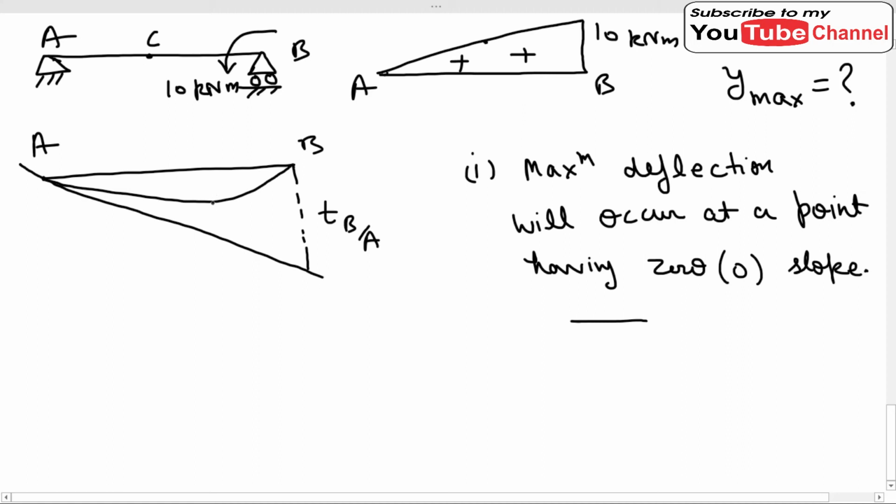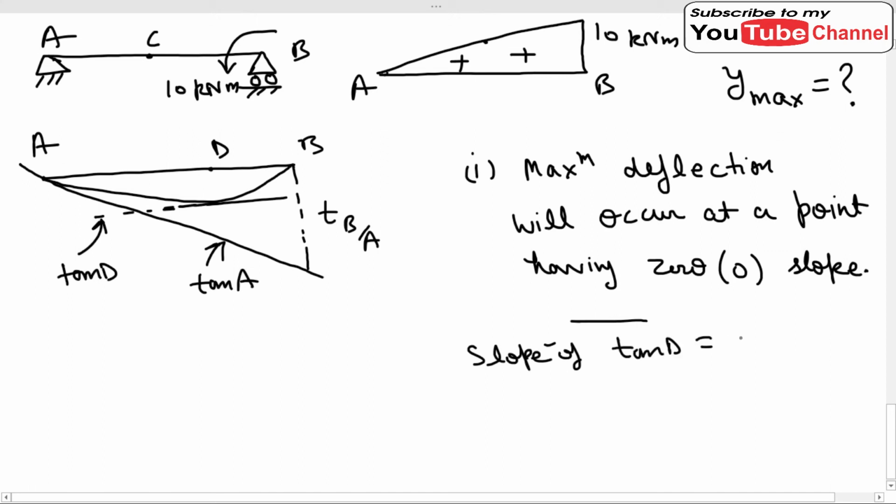Let's say that this point, let us name this point as D, and at this point the deflection is maximum. So as I have said, if I draw the tangent at point D, the tangent will be horizontal. Okay, the tangent will be horizontal. It means if we name this tangent as tan D, and this is our tan A, the slope of tan D will be 0. Sorry, let us write as slope, theta D will be 0.